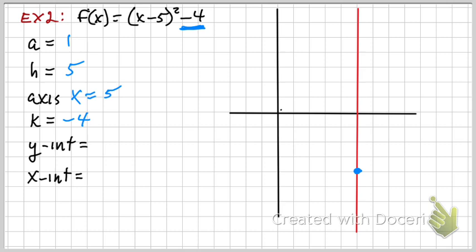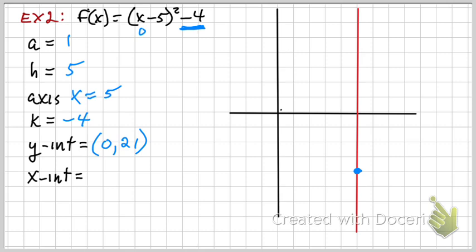If I put 0 in for my x, I've got 0 minus 5, so that's -5 squared. That's 25 minus 4, 21. So my y-intercept is going to be there. I can't graph it on this graph, but that's where it is. That's going to help you in some of the homework problems, by the way.